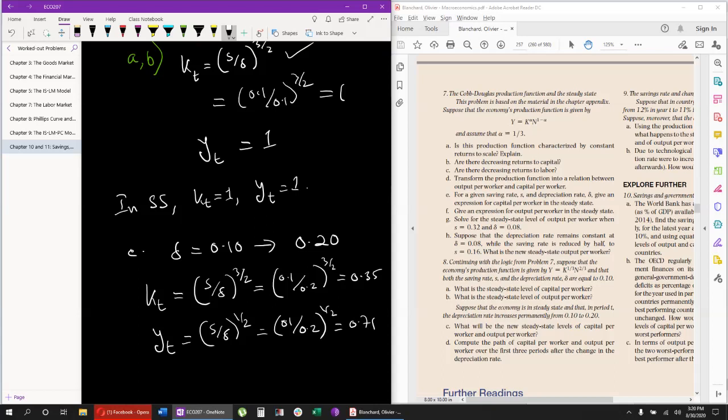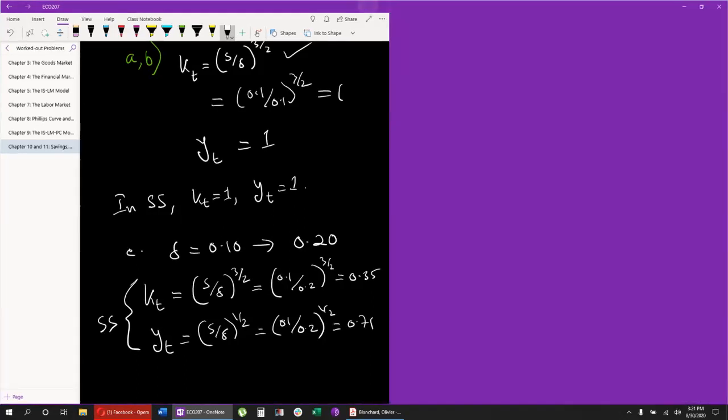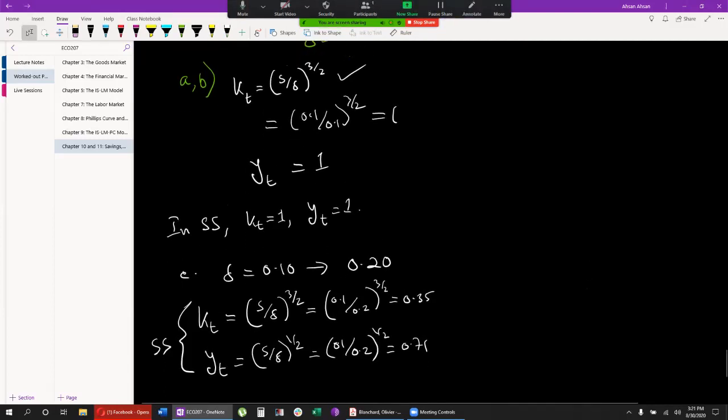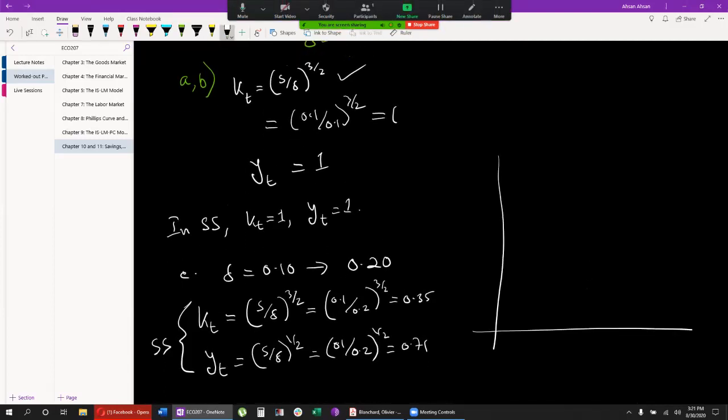Because depreciation has increased, the investment that we're making to create new capital is getting worn out much quicker, at twice the rate. As a result, in the steady state, remember this is just for the steady state, the stock of capital and output is falling. The question doesn't ask for it, but I'm going to draw the graphs of this because I think that will help us understand.